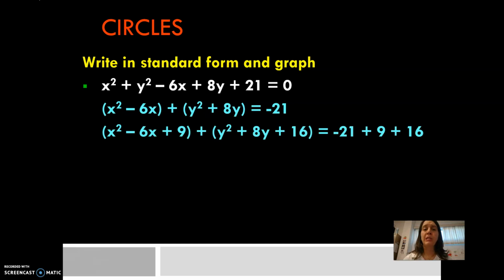I put both of those numbers inside of their corresponding parentheses. Now, because I put a plus 9 as well as a plus 16 on the left side of the equation, to keep the equation balanced, I had to put the plus 9 and the plus 16 on the right side of our equation. We're now ready for step number 4, the final step.